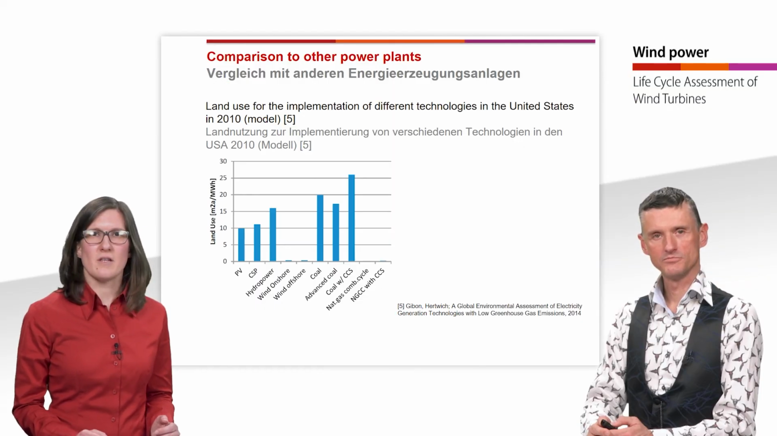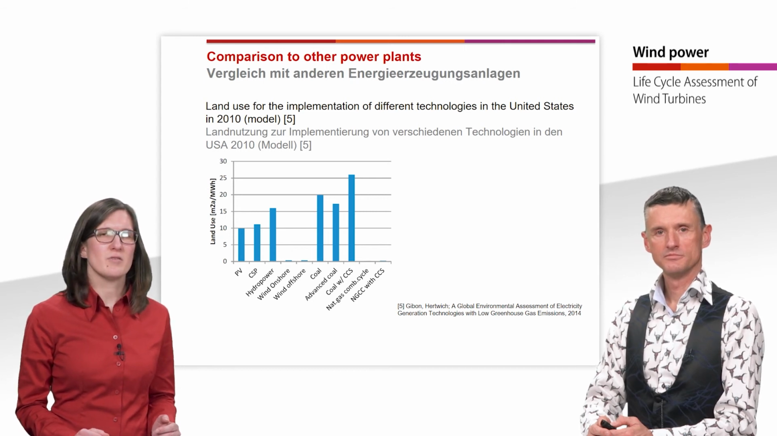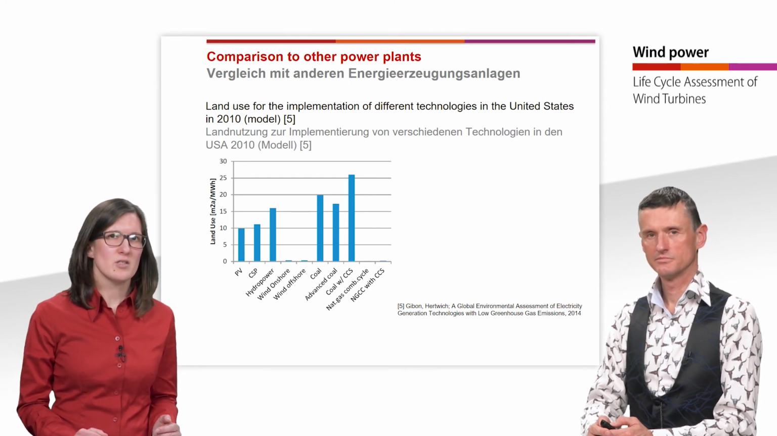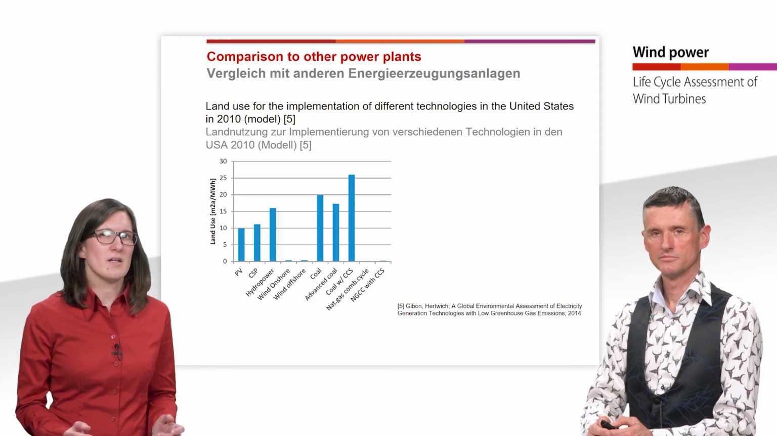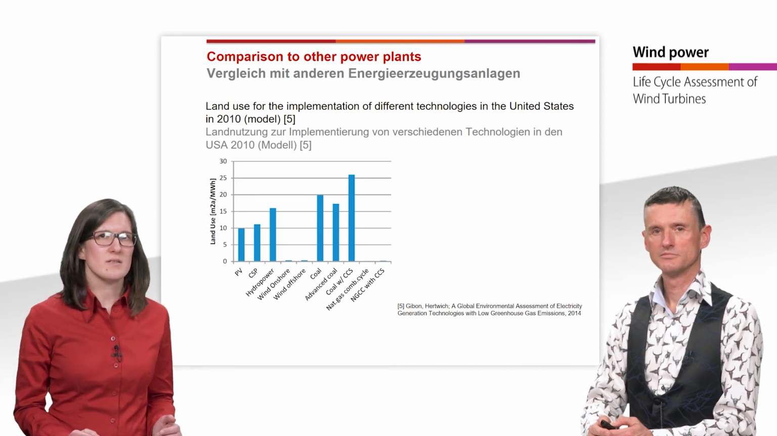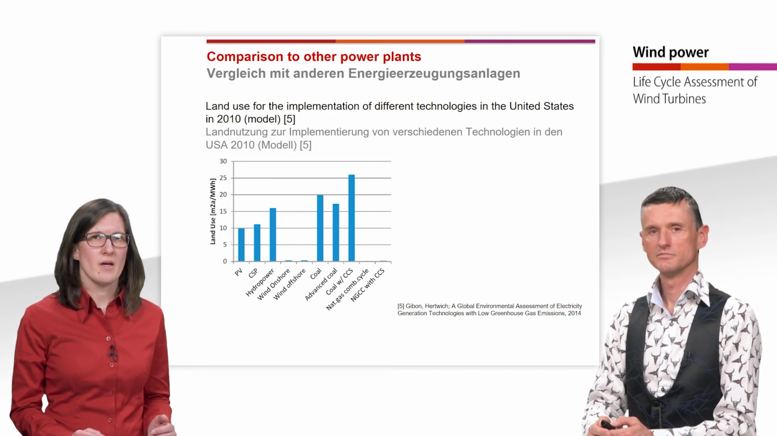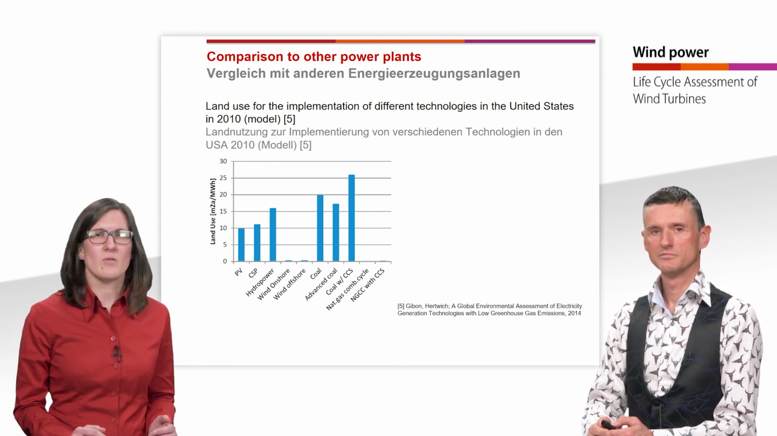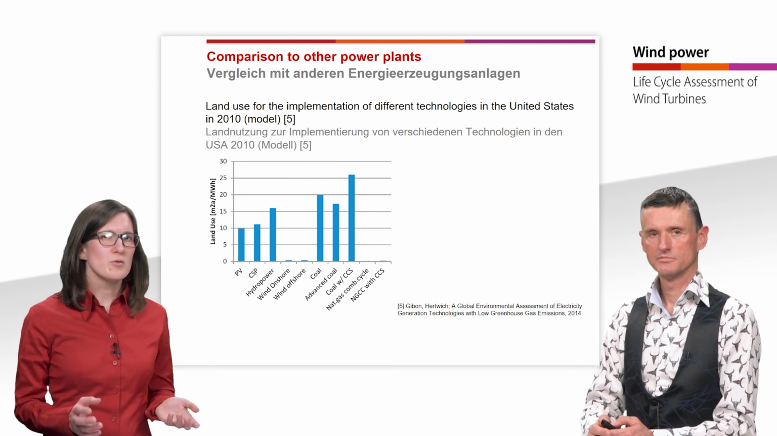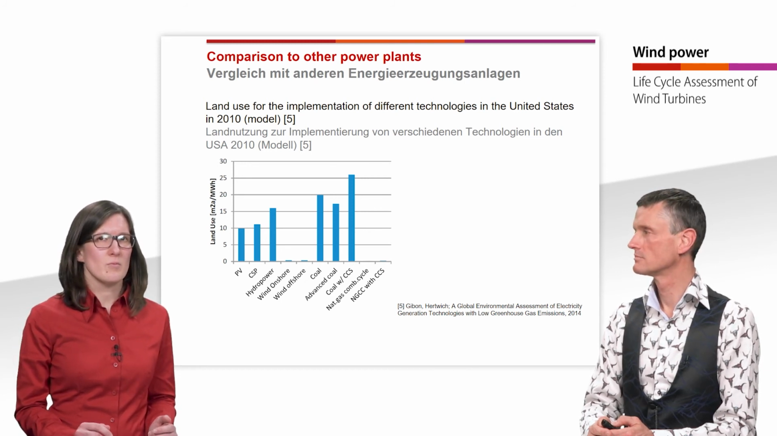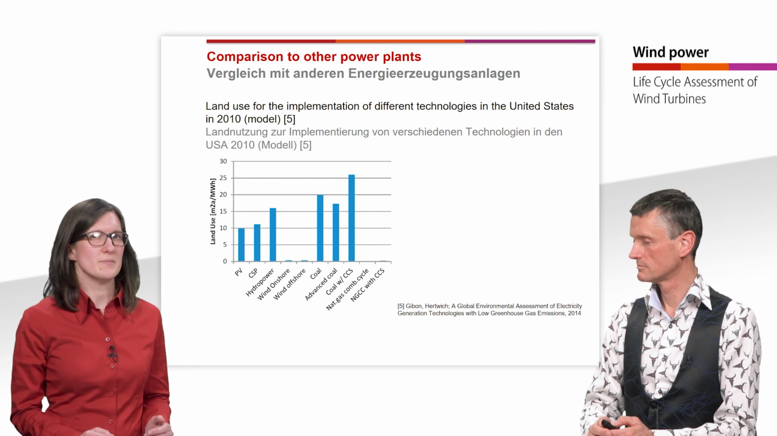In this graph here, the land use for the implementation of different technologies in the USA are compared. Coal power has the highest occupation due to mining. It lies between 17 and 26 square meters per megawatt hour per year. And wind energy in comparison is in the order of 200 square meters per kilowatt hour per year, thus a factor 85 to 130 lower than coal.